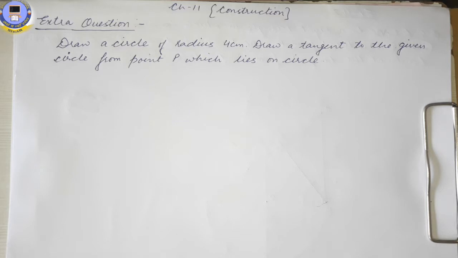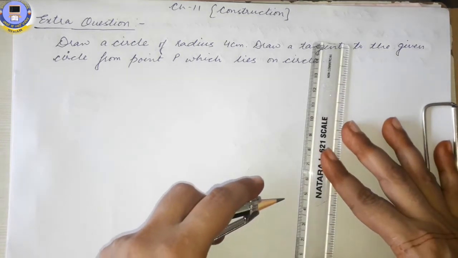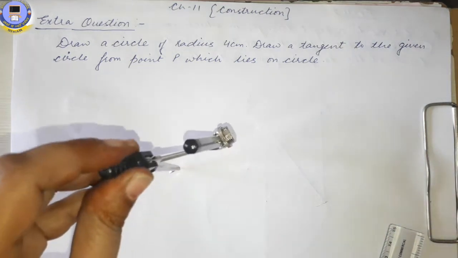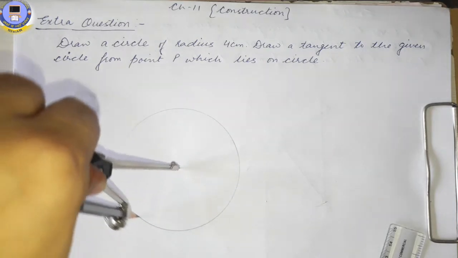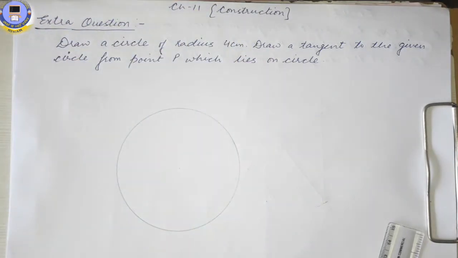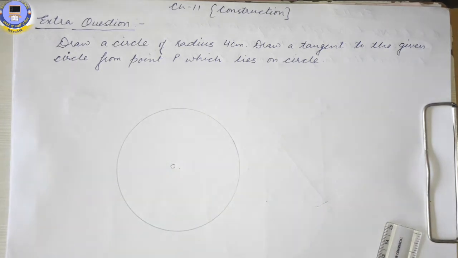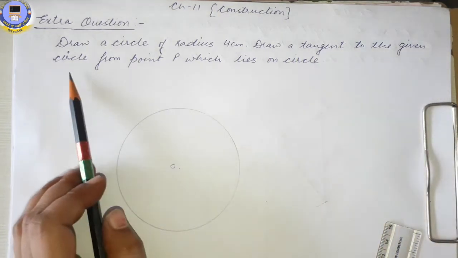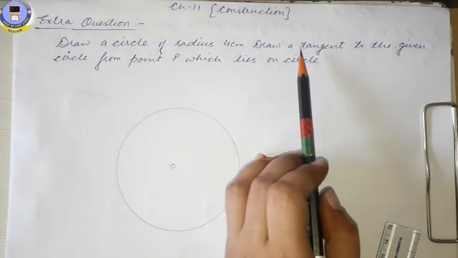It is given that draw a circle of radius 4 centimeter. So our first step is to draw a circle and its radius is 4 centimeter. So open your compass up to 4 centimeter and draw a circle. In first step we have drawn a circle of radius 4 centimeter. Label its center as O. Further, it has been asked in question that draw a tangent to the given circle from point P which lies on circle. Now draw a tangent.